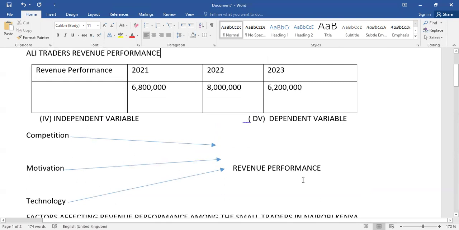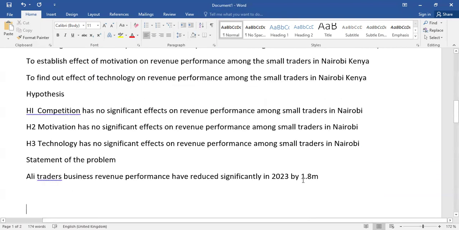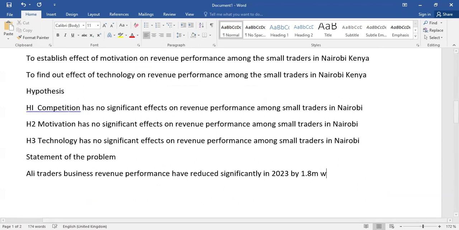If you take 6.2 million divided by 8 million, that one will give you 77%, which represents 77%. Early traders' business revenue performance has reduced significantly in 2023 by 1.8 million.